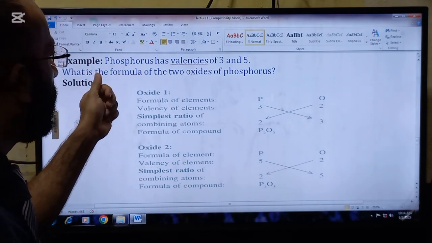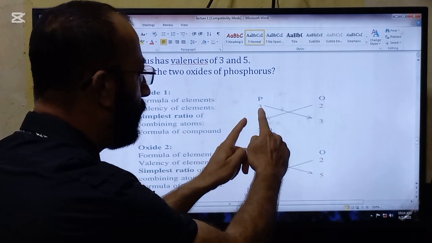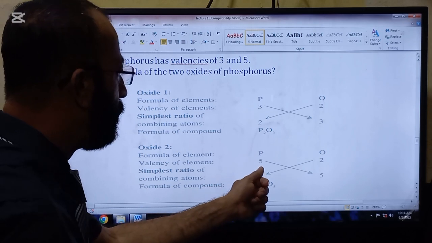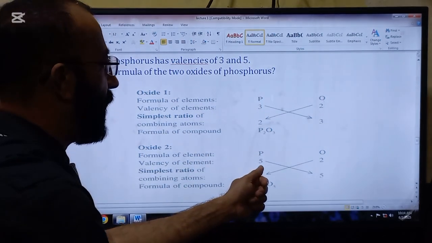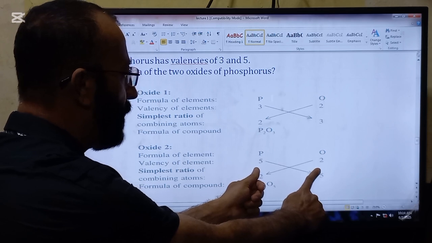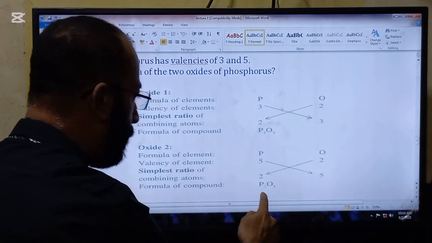Now we are taking the valency of phosphorus as 5. So again P and O, only 5 will be the difference. All the rest of the process will be the same. Phosphorus has valency 5, O is 2. Simplest ratio, these two values are not coming in the same table, so cross multiply the values. So the formula will be P2O5.